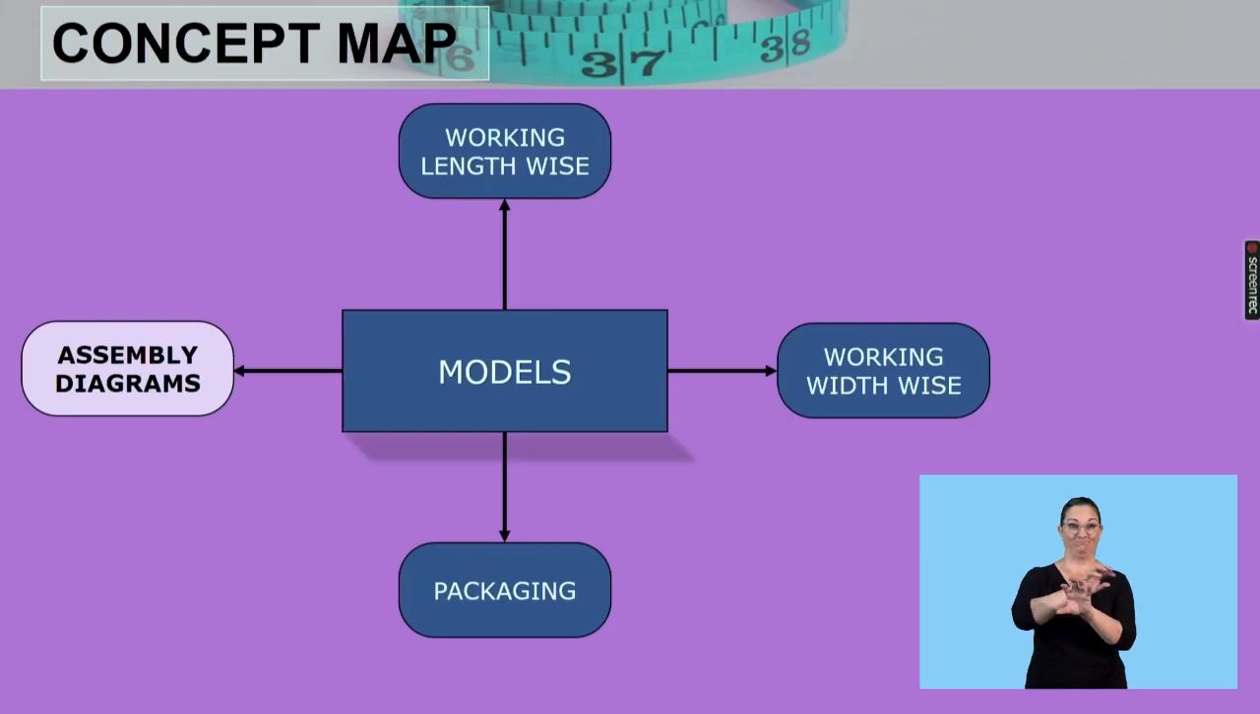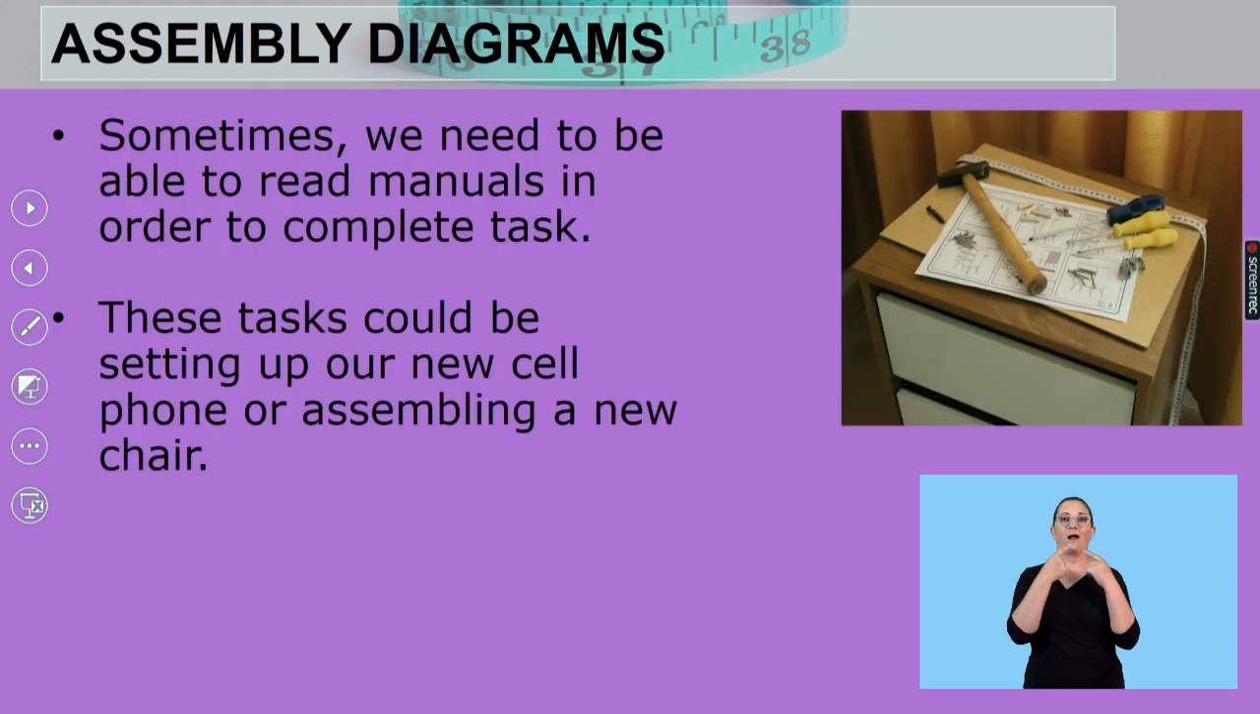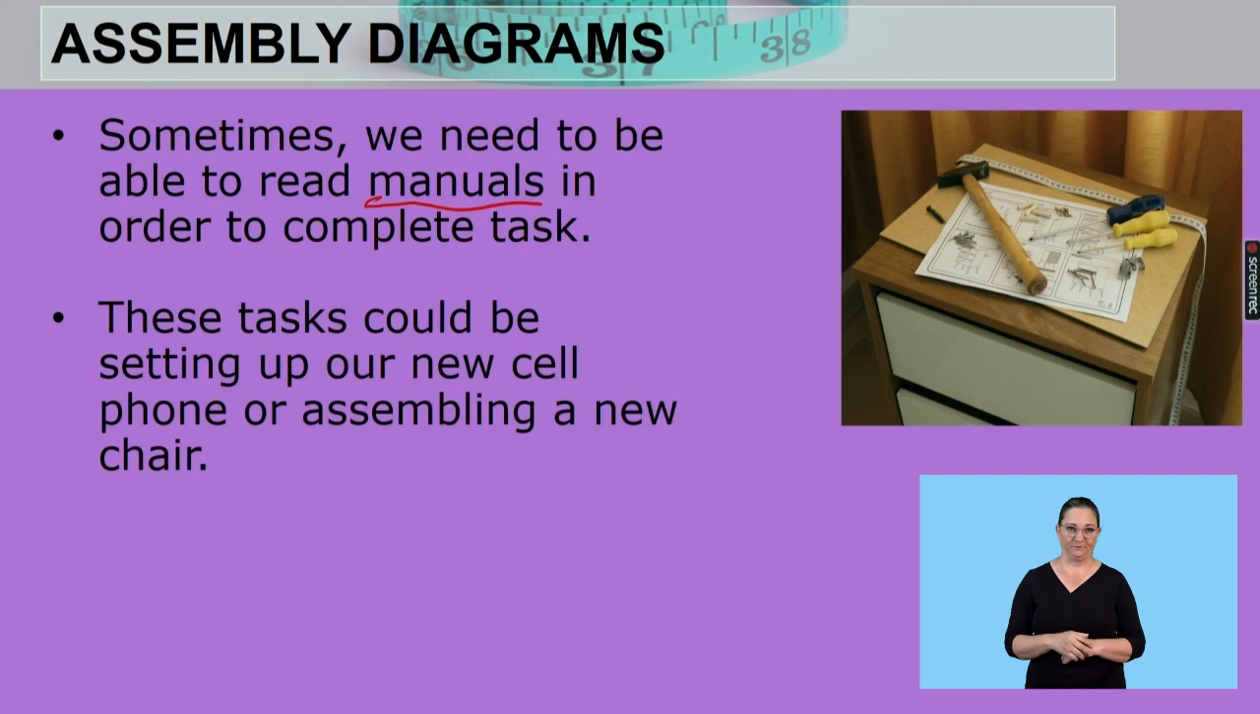So, from the concept map, I'm going to jump into assembly diagrams. Let's see what that's all about. So, instructions. Sometimes we need to be able to read manuals in order to complete a task. These tasks could be setting up a new cell phone or assembling a new chair. Either way, sometimes these things come with instructions that we need to follow to figure out what we need to do.